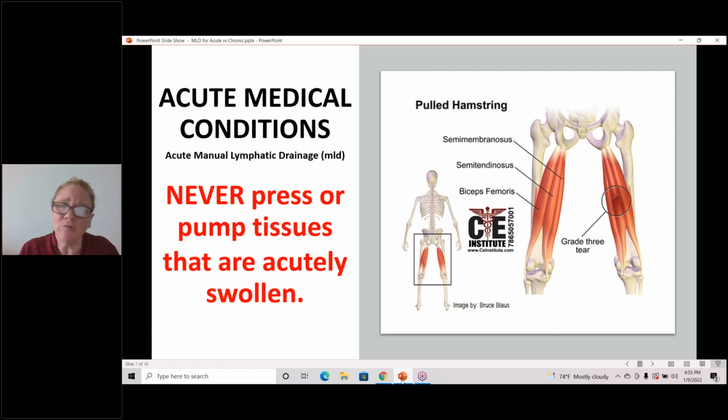Some of our manual lymphatic drainage techniques, the old school techniques, the gold standard, are to press and pump the tissues.